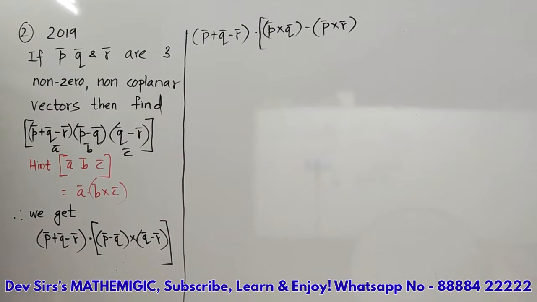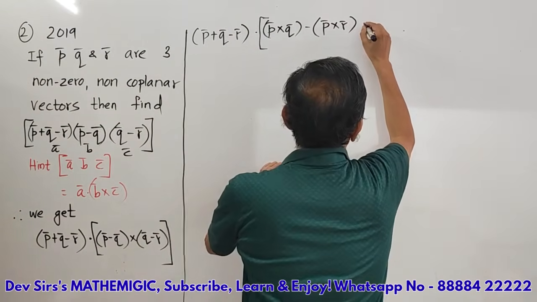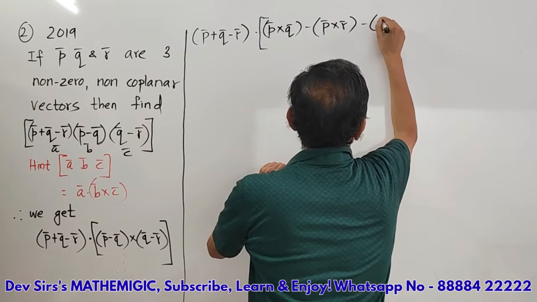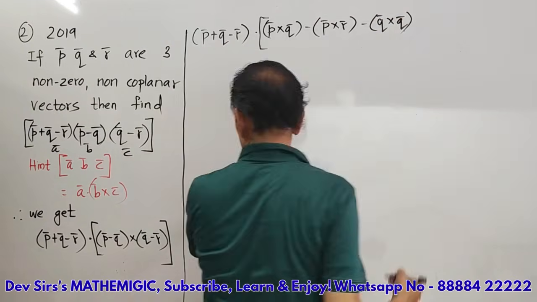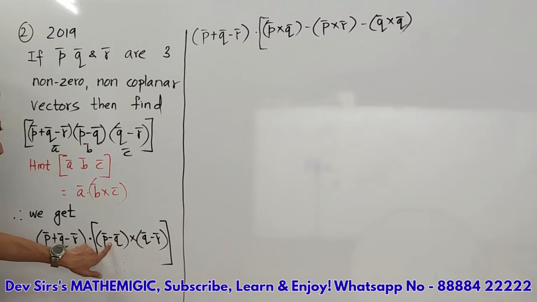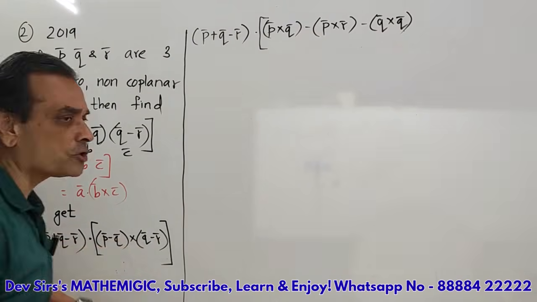P का काम खत्म हो गया. Minus Q cross Q. Cross product, I won't say into. Minus Q cross Q. Minus into minus is plus Q cross R.